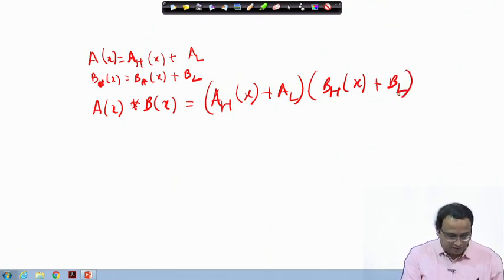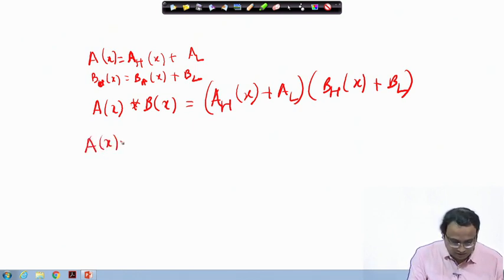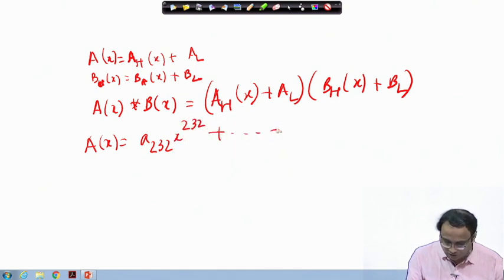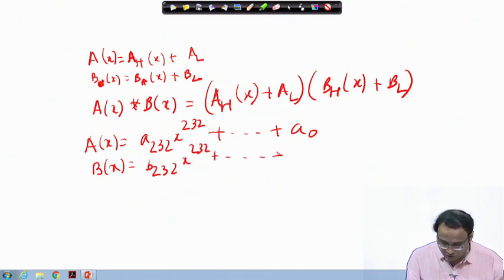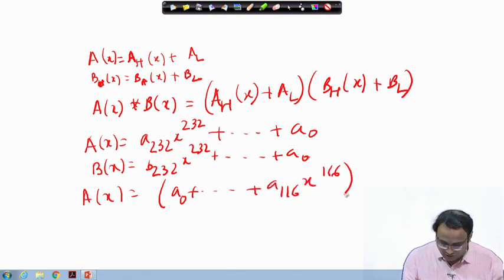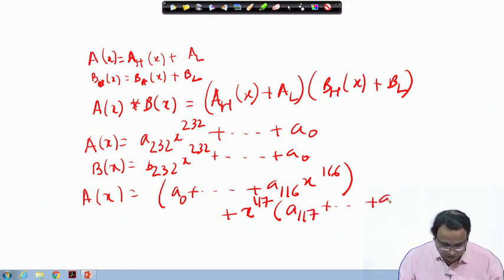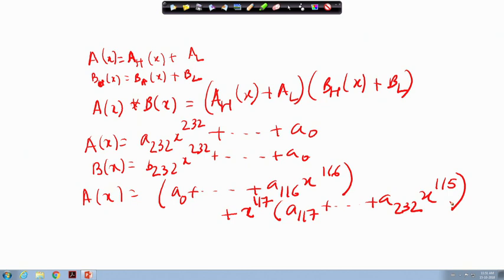So let us take an example. In our case, A(x) is nothing but A232 x power of 232 plus so on till A0. All these coefficients are 0, 1 elements. Likewise, I take B(x), which is B232 x power of 232 plus so on till B0. So A(x) is therefore equal to A0 plus so on till A116 x power of 116, which is the lower part of A, plus x power of 117 multiplied by A117 plus so on till A232 x power of 115.